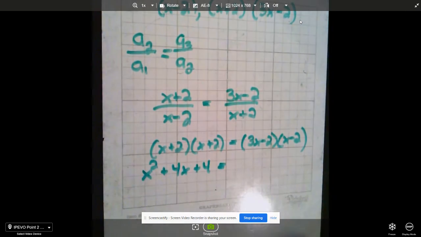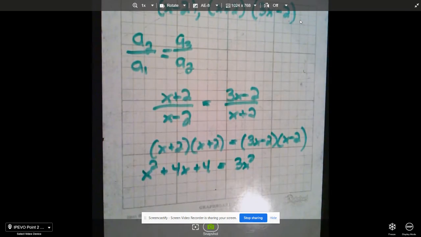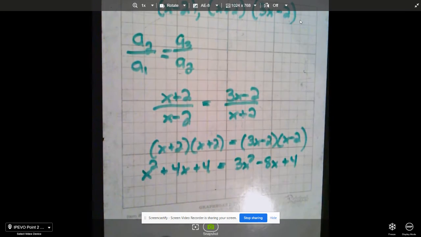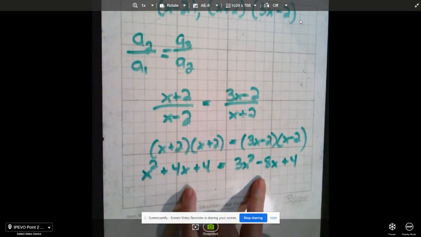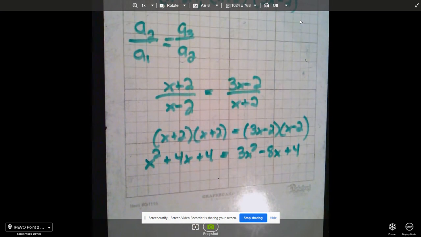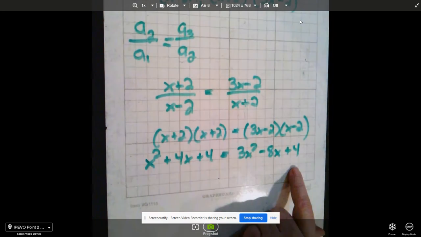And this is going to give me 3x squared. This will give me a minus 6x and then a minus 2x. So this will be minus 8x plus 4. And now I have two quadratics. So in order to solve a quadratic, I want to set it equal to 0. So I want my first term to be positive. So I'm going to subtract these guys over here.